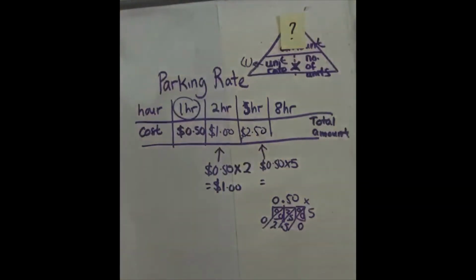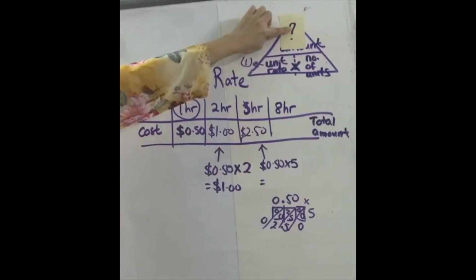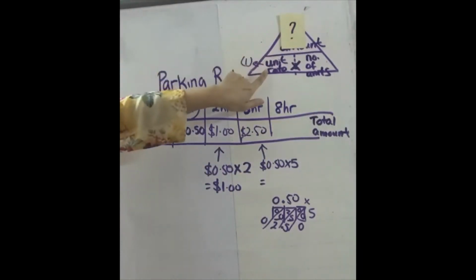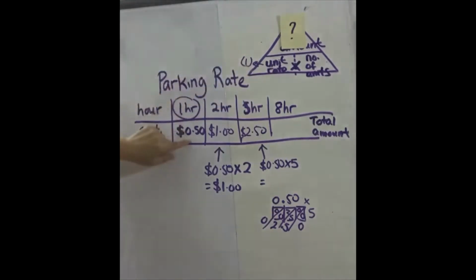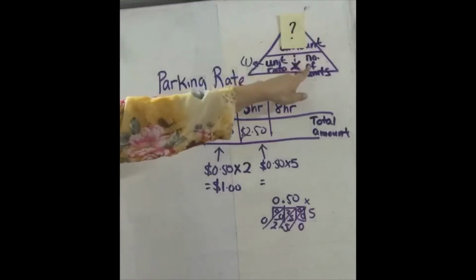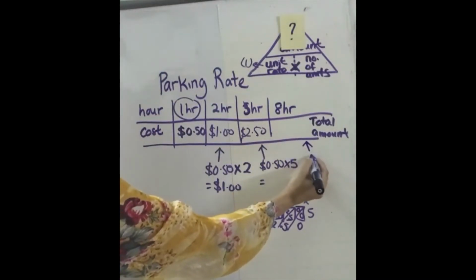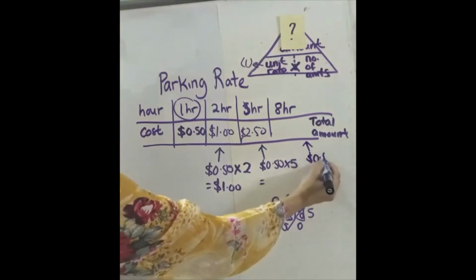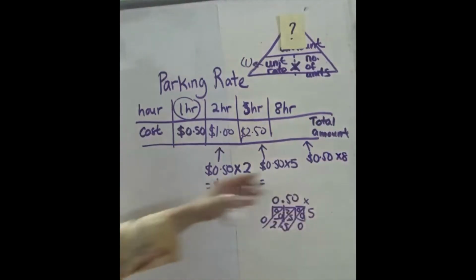Alright? Now again, find the total amount. So what do we do? We need to find the unit rate, the 1 unit rate. Unit rate means 1. The 1 unit rate, 50 cents, times the number of units. So do the same thing. 50 cents times the number of units. Now try to do this yourself.